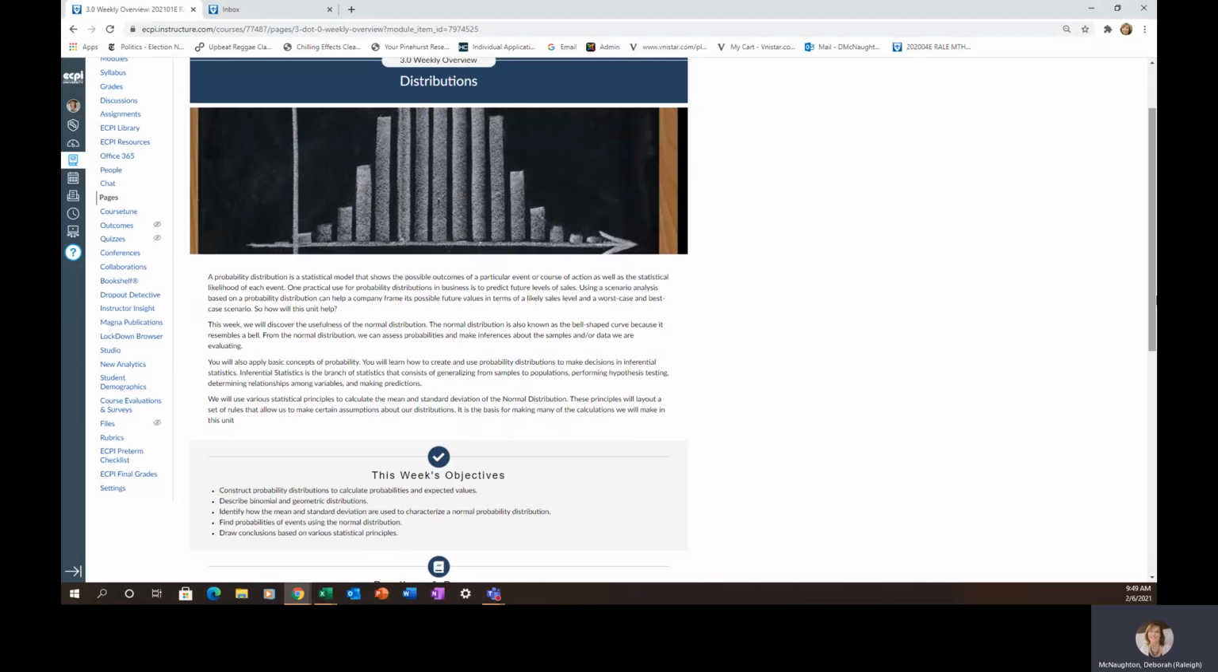Okay, so using scenario analysis based on probability distribution can help a company frame its future value in terms of likely sales level and worst case, best case scenarios. So again, you can also use those in the other areas that I just mentioned.